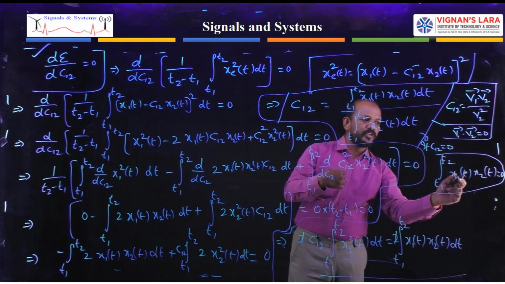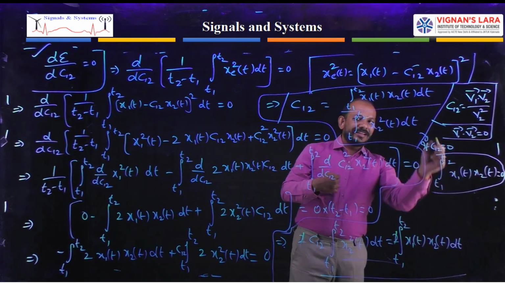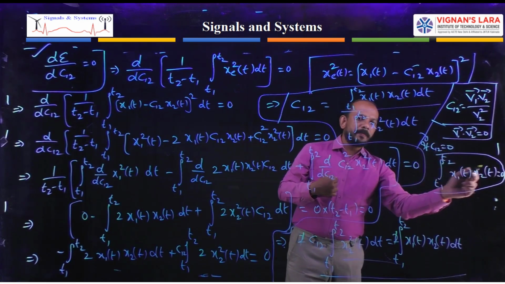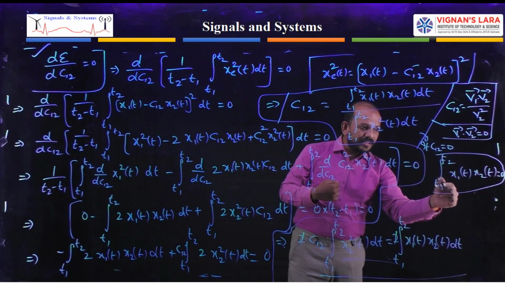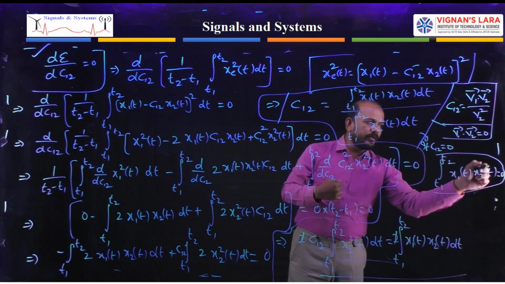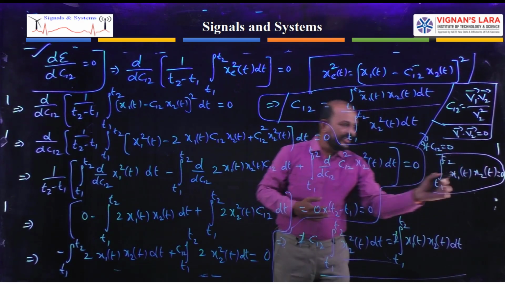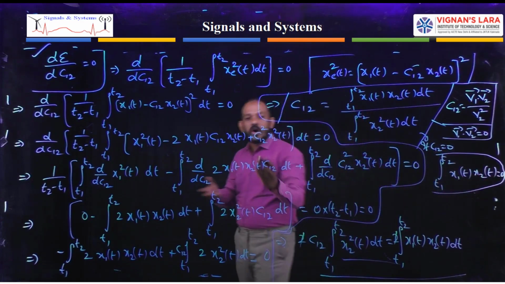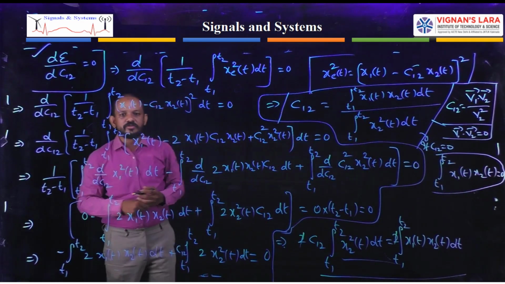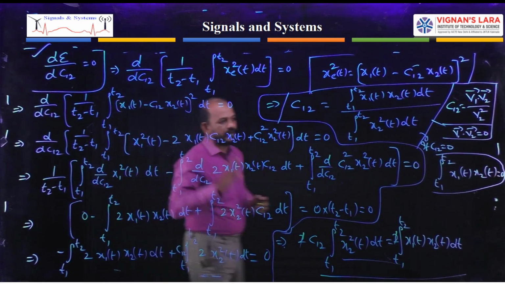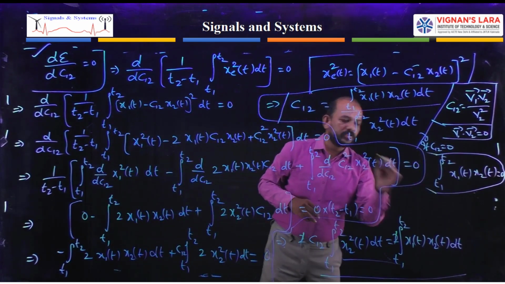So x1 of t into x2 of t is the product of two signals. If the integral of the product of the two signals over the interval t1 to t2 is equal to 0, then I can say these two signals are orthogonal signals. Remember it. This is a very, very important point. So they will ask you the problems.